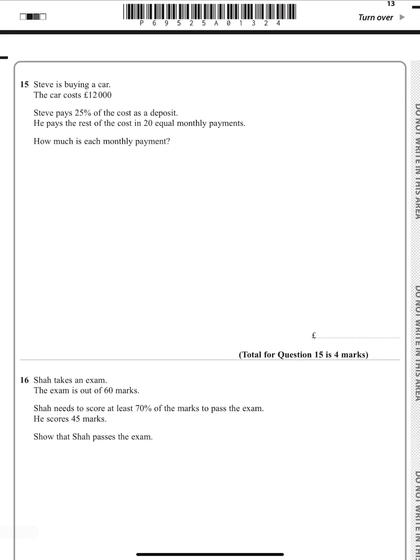Question number 15. Steve is buying a car. The car costs £12,000. Steve pays 25% of the cost as a deposit. He pays the rest of the cost in 20 equal monthly amounts. How much is each monthly payment? So first of all, he has paid a deposit. A deposit means he's already paid an amount towards the £12,000. So we need to find out how much he actually paid towards that £12,000 because he no longer needs to pay that back.